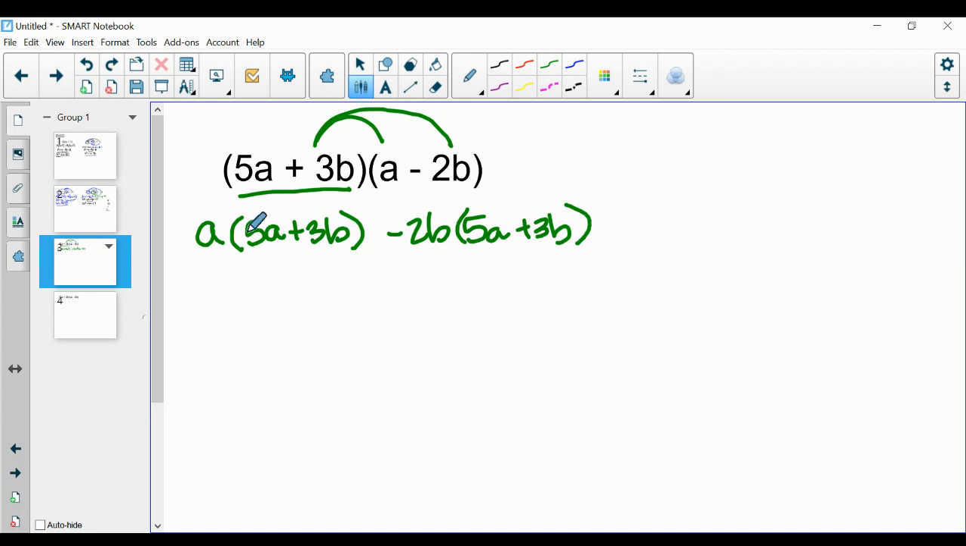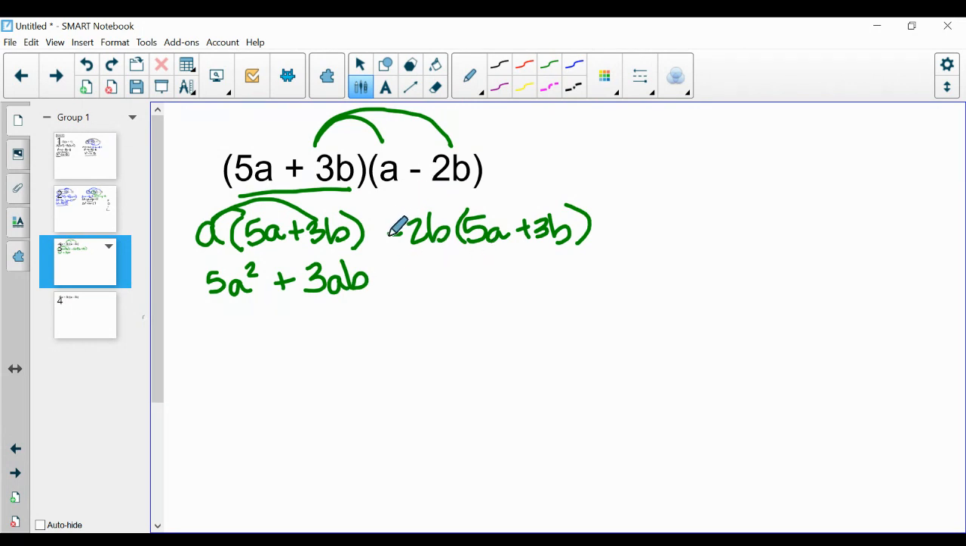And now when we do this, I'm going to distribute this a to both of those terms. So I have 5 times a, or a times 5a, which is going to give me 5a squared. And then I have a times 3b. So I end up with 3 and 1a and 1b.